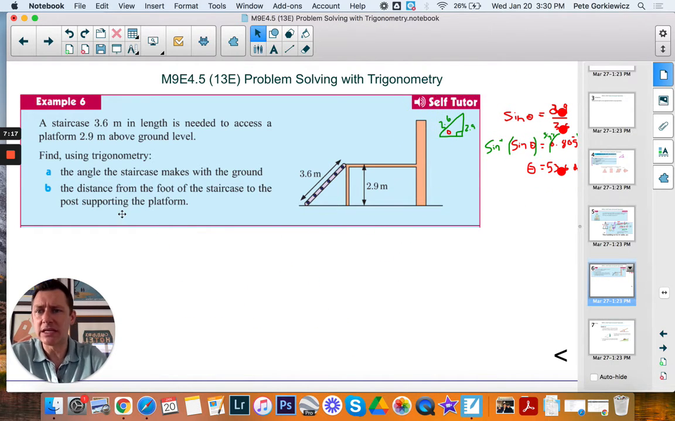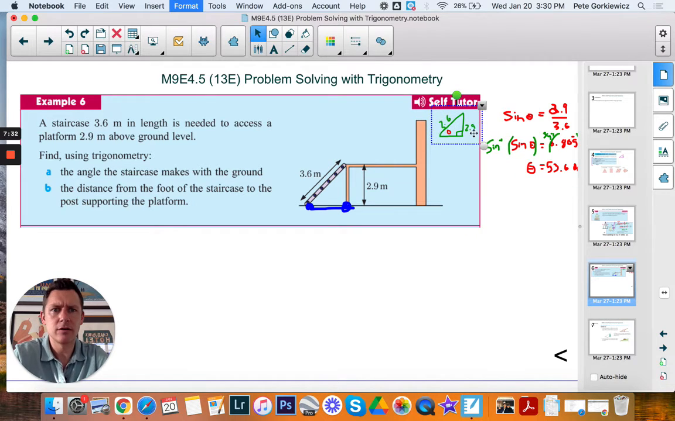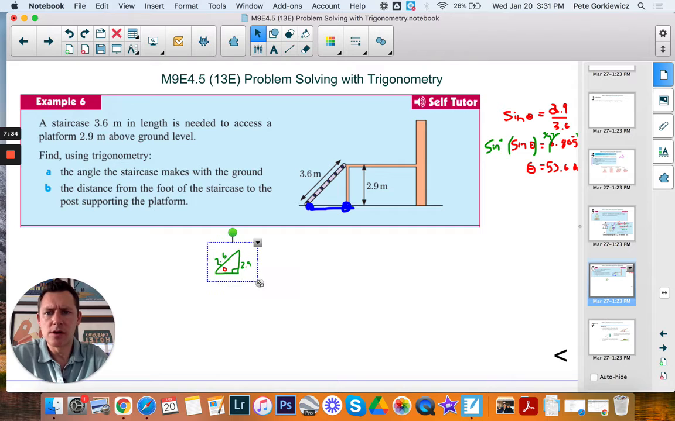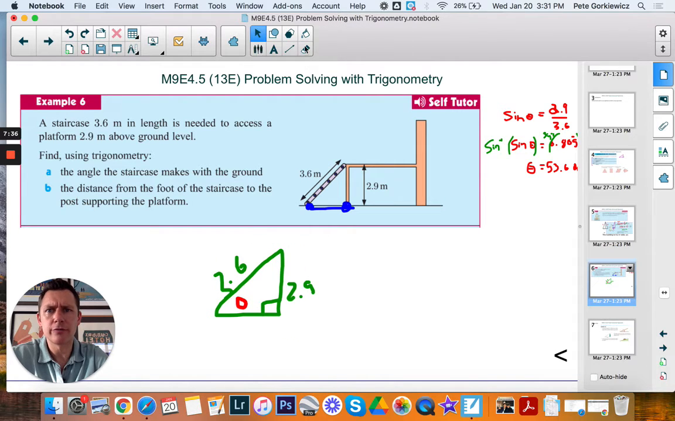Okay, so we got A, and we're going to get to B. The distance of the foot of the staircase from the post supporting it. Oh, that's easy enough. That's just this side. I'm going to steal this again. Same triangle. We're just looking for this length, x.